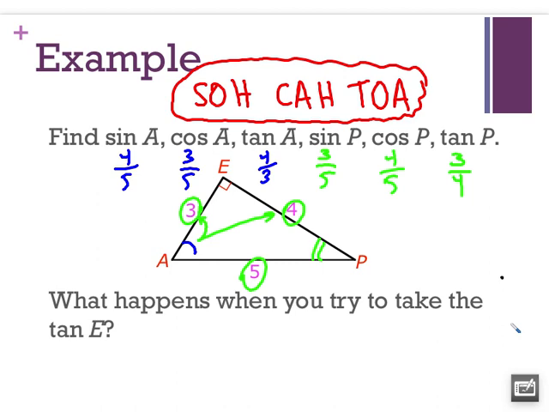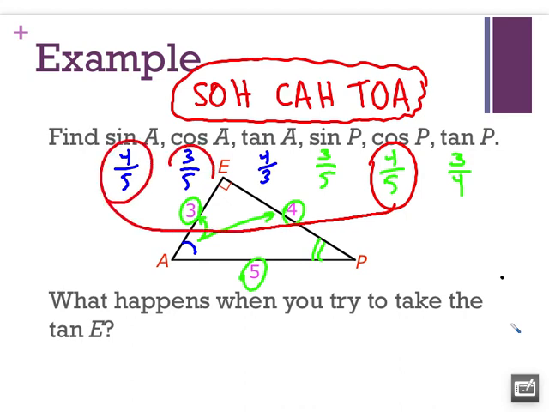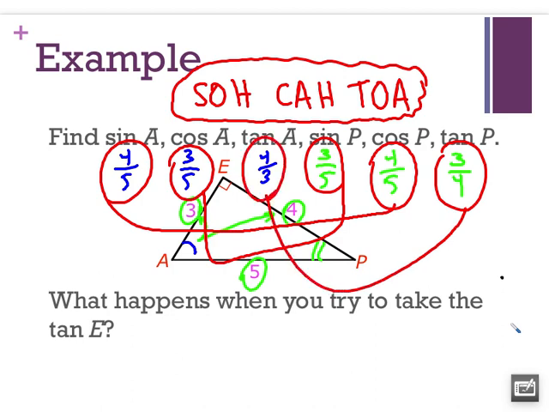Notice the relationship here. The cosine of angle P is the same as the sine of angle A. The cosine of angle A is the same as the sine of P. And what's the relationship between these two guys? They're reciprocals, correct. Flip them over.